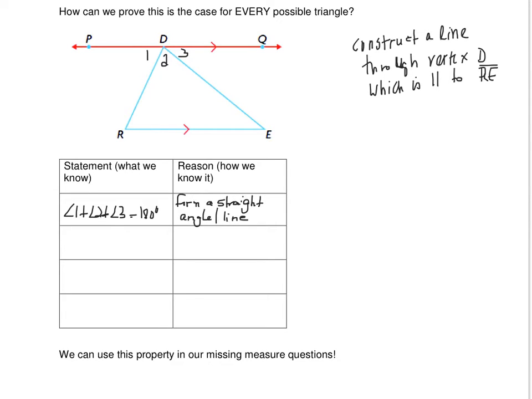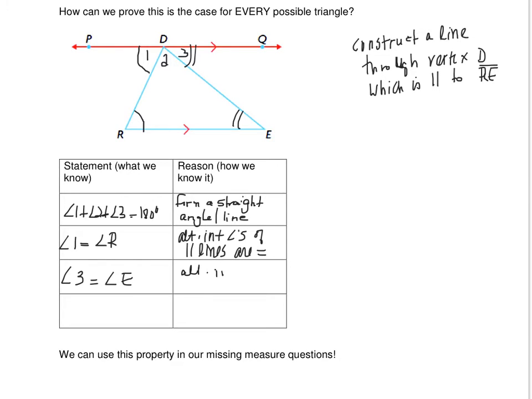The next step is, because we've got parallel lines here, we know that we've created alternate interior angles. Angle 1 has to equal angle R because they are alternate interior angles of parallel lines, and so they have to be equal. And angle 3 as well is alternate interior with angle E, so they have to be equal. They're in the corners of the Z formed by the parallel lines and the transversal.